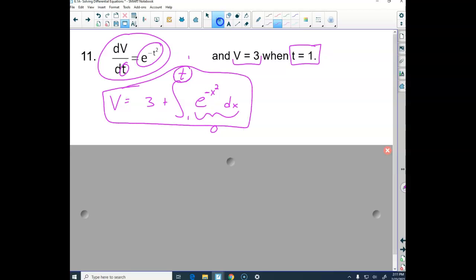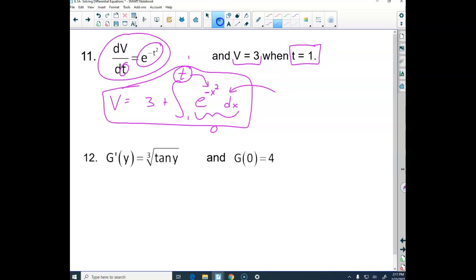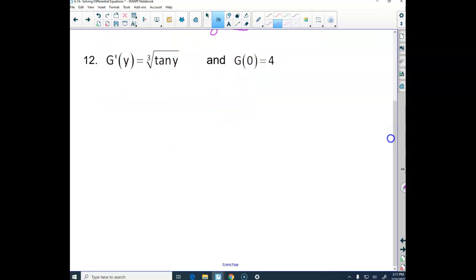Okay, so this variable up here can never match what is in there. I can use whatever letter I want in there, okay, but it cannot match. It needs to be a dummy variable, okay? So we're cruising along. So here, again, cube root of tangent y. Absolutely no idea what that antiderivative is, but I do know that big G, in terms of y, is going to equal this integral, and I'm going to put a y up top because I need a y in there, and I'm starting at my x value of 0 of cube root tangent.